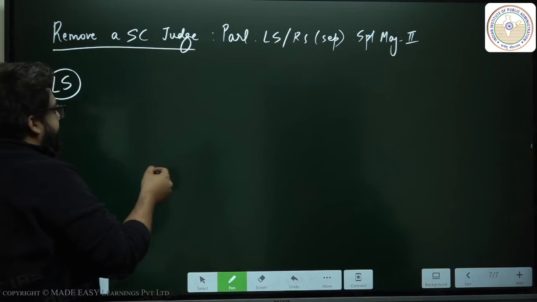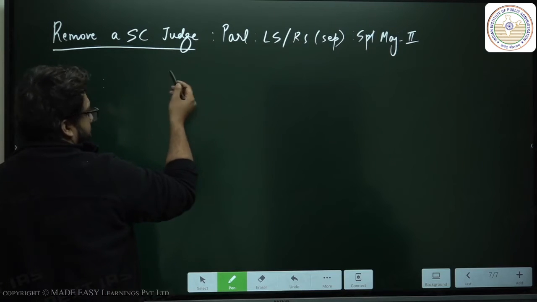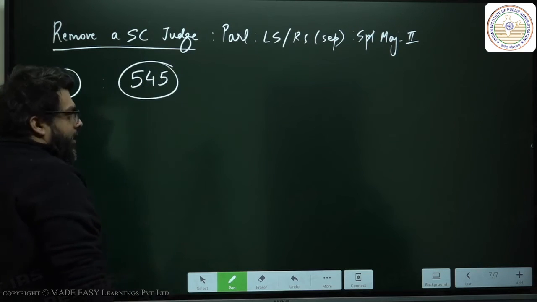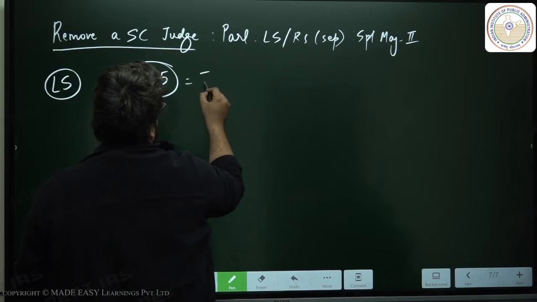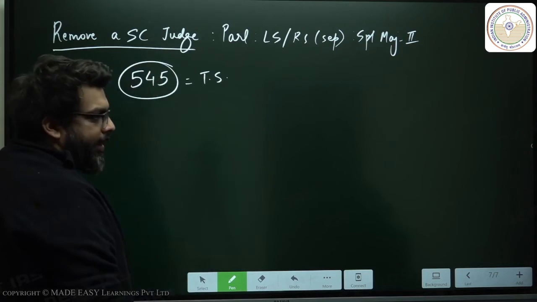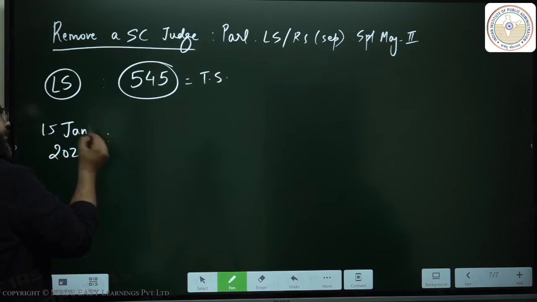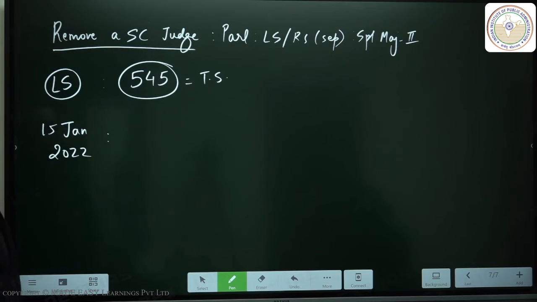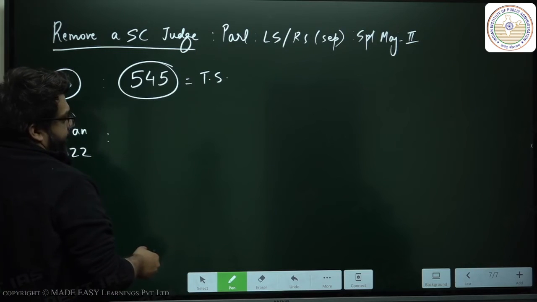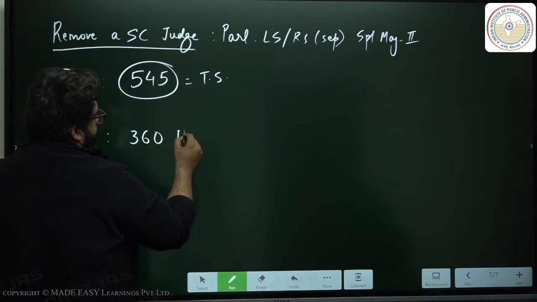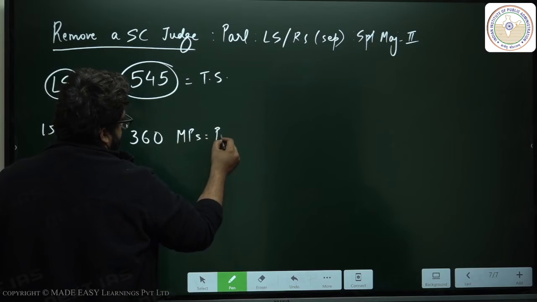Let us say the maximum strength for Lok Sabha, or the current total strength of the Lok Sabha, let us assume is 545. Let us assume that the total strength is 545. Let us say today the house is in session. Today is, as I said, the 15th of January 2022. And let us say, out of 545 people, 360 MPs are present.